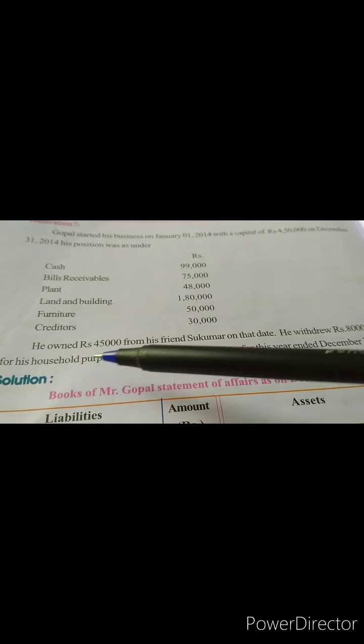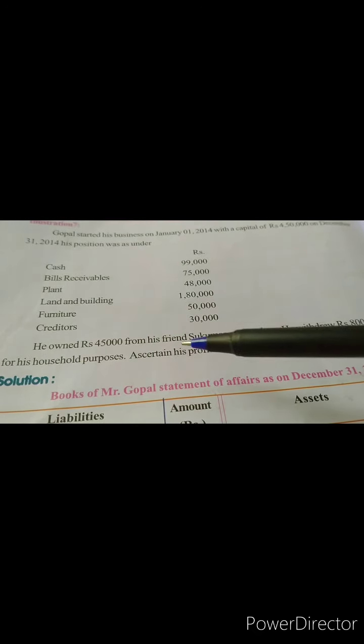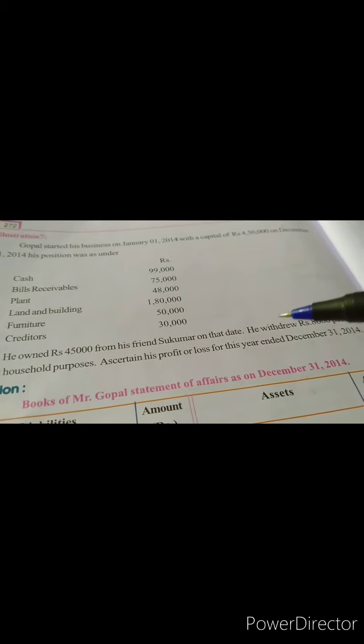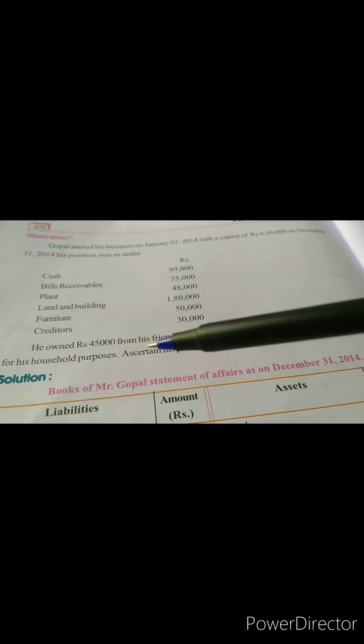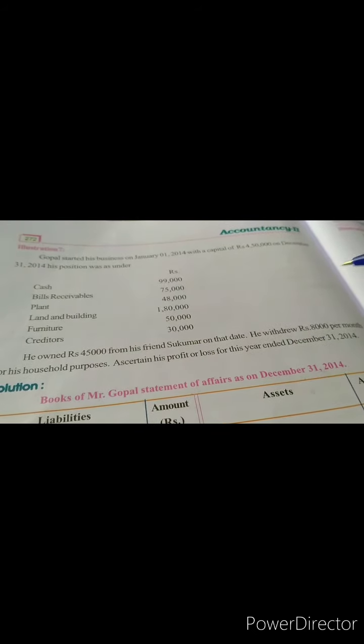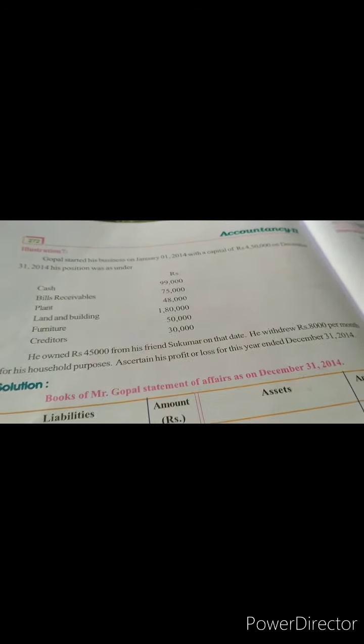Just have a look. He owed ₹45,000 to his friend Sukumar on that date. He withdrew 8,000 per month for his household purposes. Ascertain profit and loss. Okay.